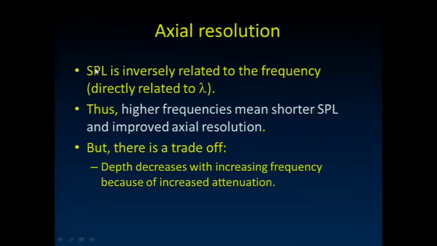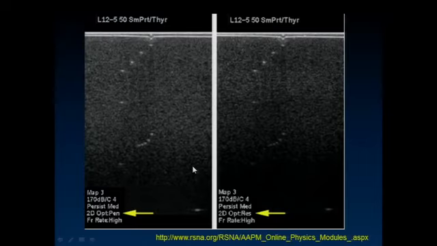Because that spatial pulse length itself is determined by the frequency of the transducer, the frequency of the transducer plays a major component in what our axial resolution is. So higher frequency means a shorter spatial pulse length and means we've got better axial resolution. Of course, there's a trade-off there, right? We've already talked about the fact that the depth at which we can image gets much less the higher the frequency of the transducer goes.